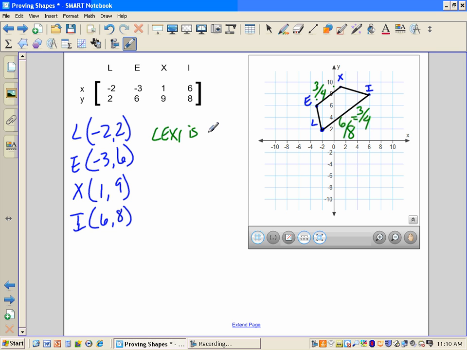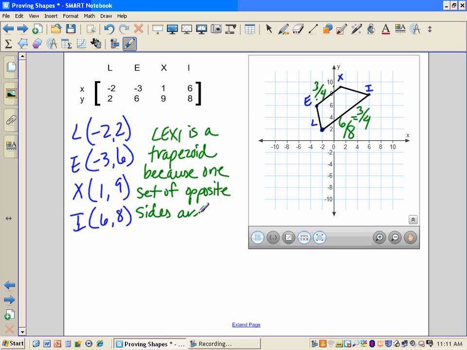LEXI is a trapezoid because one set of opposite sides are parallel. This side is parallel to this side.